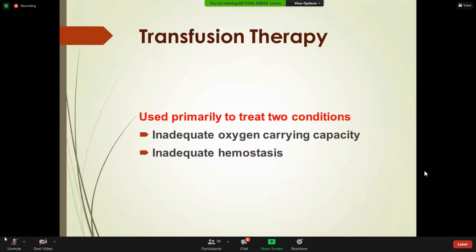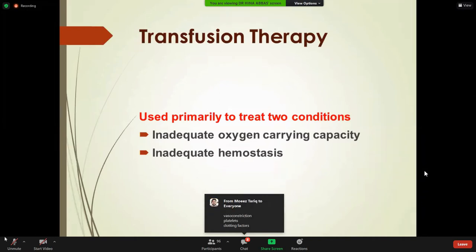Kindly reply quickly so I can move forward. What are the things that are involved in hemostasis? What are the components that are involved in hemostasis? So, platelets, very good. Don't reply privately, beta. You are very right. You can reply to everyone, so everyone can see the replies. Clotting factors, very good.